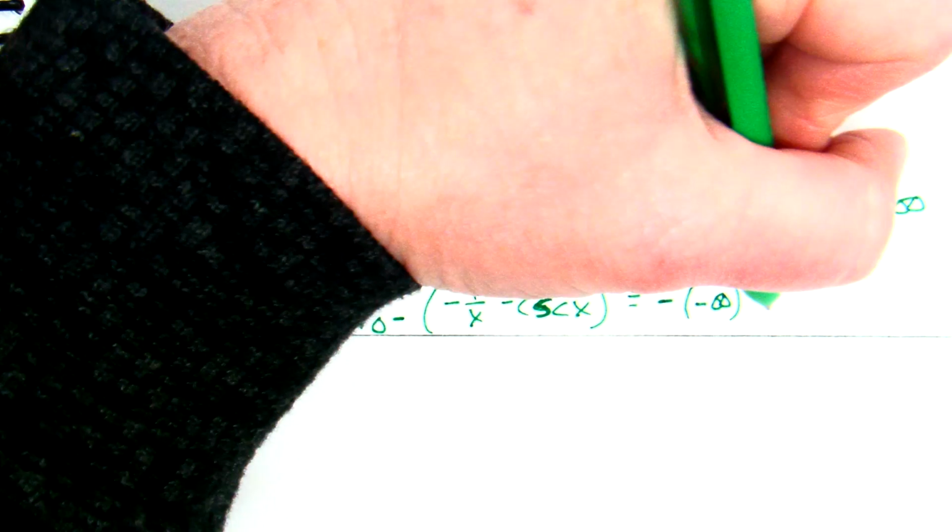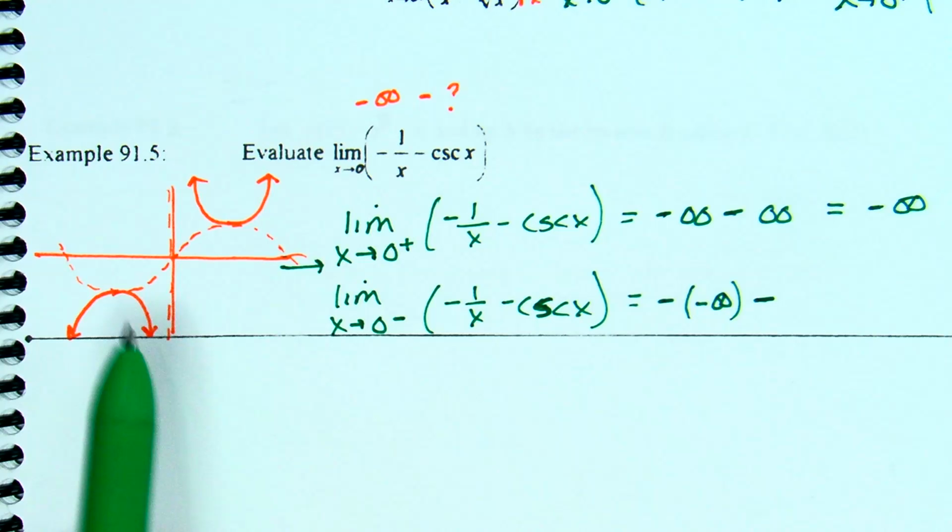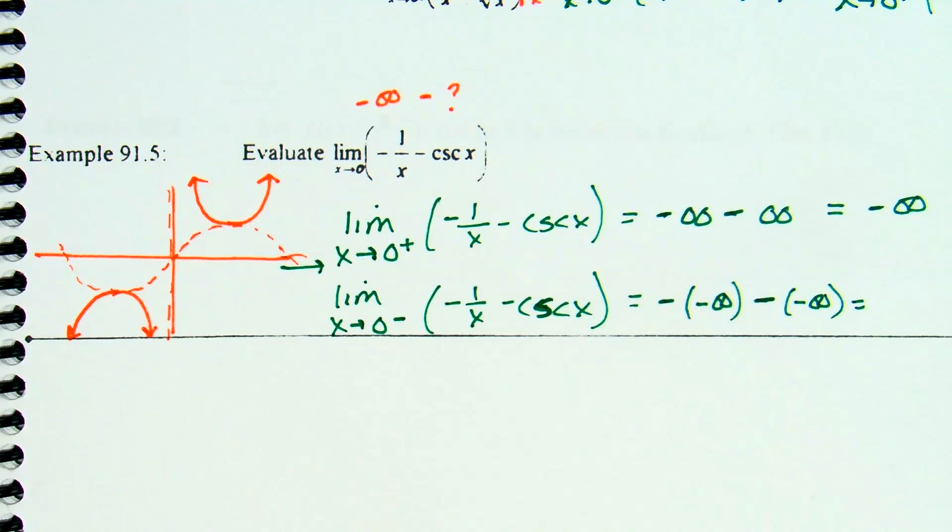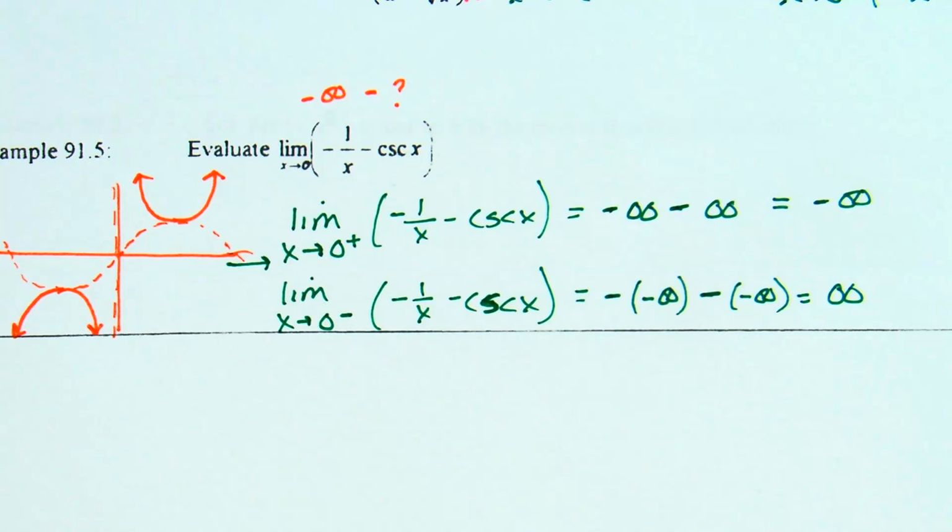cosecant. So what does cosecant do as we approach 0 from the left? This time we're going where? Negative infinity. Negative of negative infinity minus negative infinity is what? Positive infinity. And beyond. Not Toy Story. Now, do my limits match?